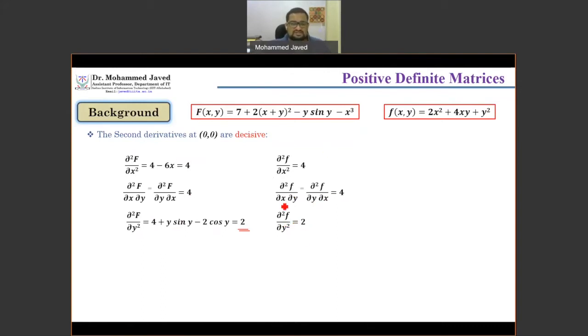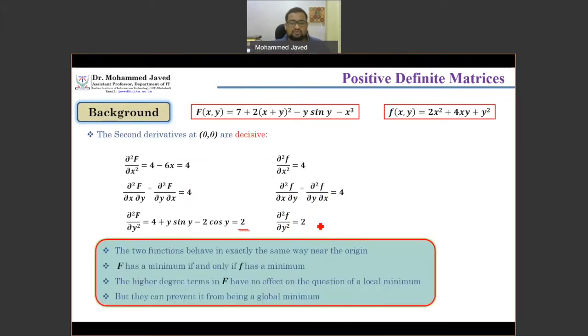So what does this imply? For these two graphs, the second derivatives remain positive. This implies that the point you got at (0, 0) is a minimum point, because the graph is moving in an upward direction from the minimum. The two functions behave in exactly the same way near the origin. F has a minimum if and only if small f has a minimum.